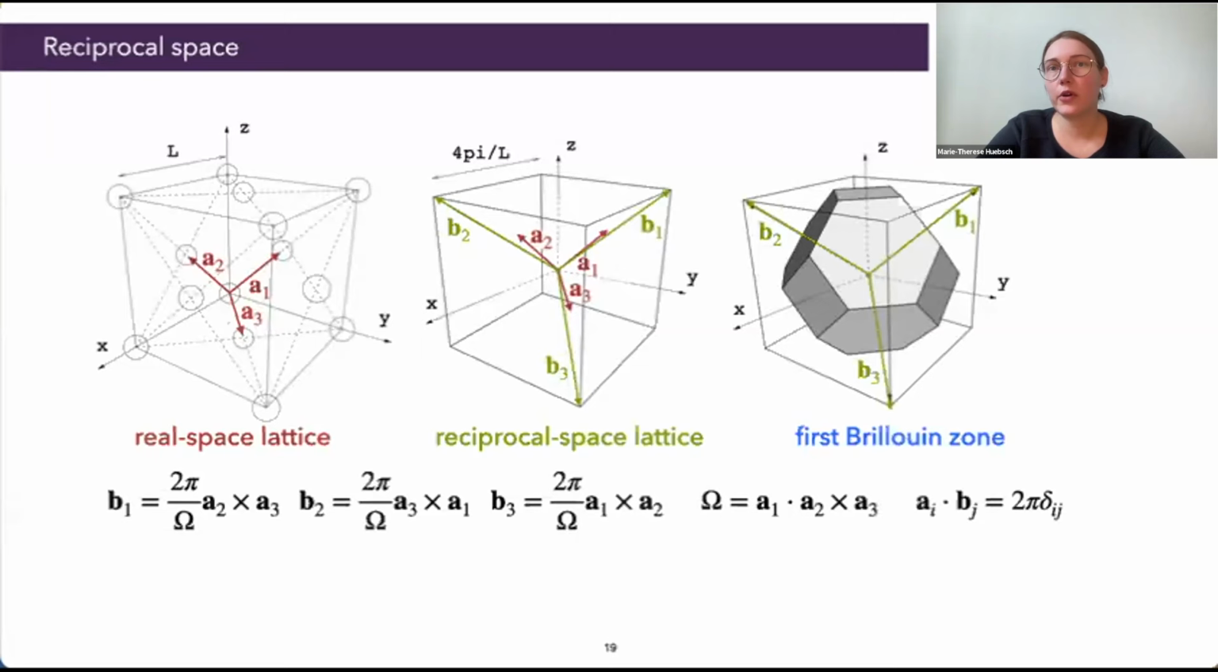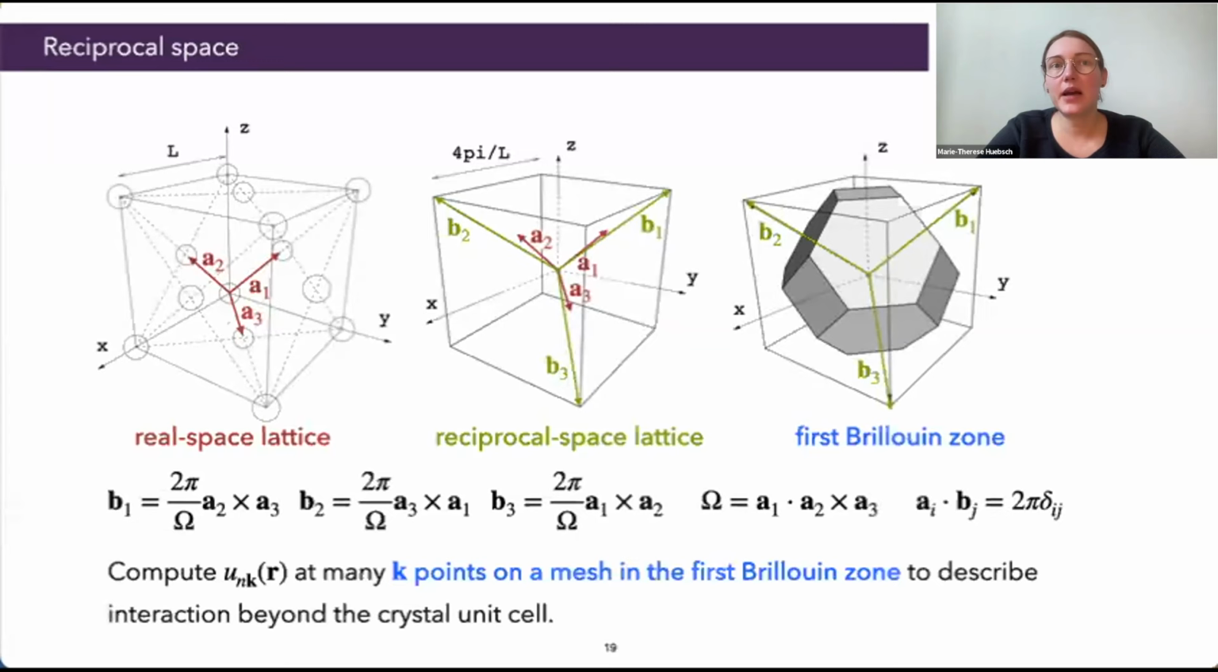Earlier, we said that in many calculations, we only consider the primitive unit cell to save computational time. But in realistic materials, interactions of course go beyond the primitive unit cell. How can interactions still be included in this simulation, even though we only consider the primitive unit cell?